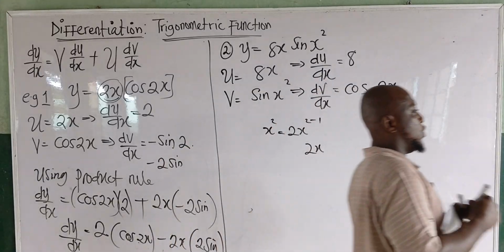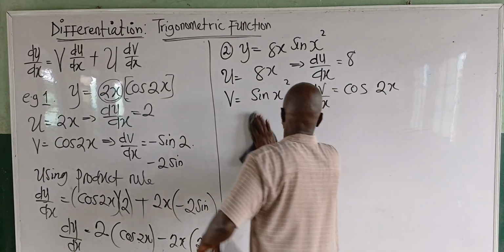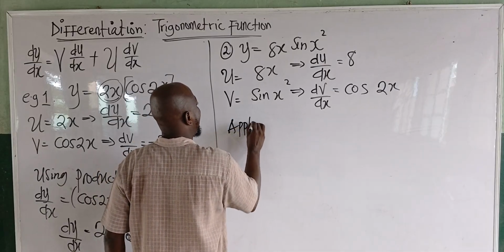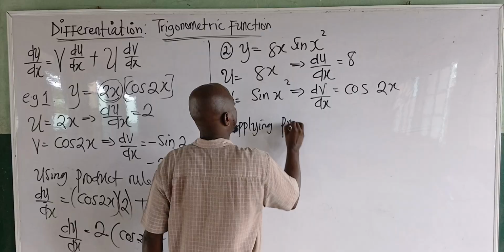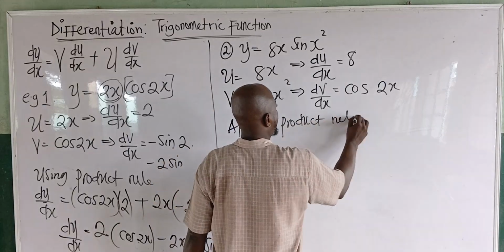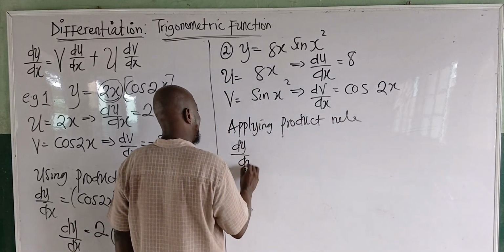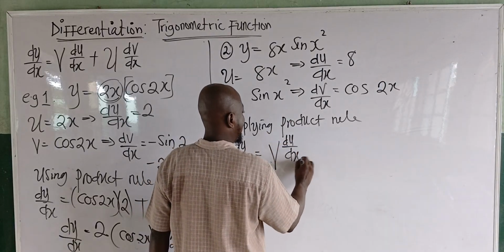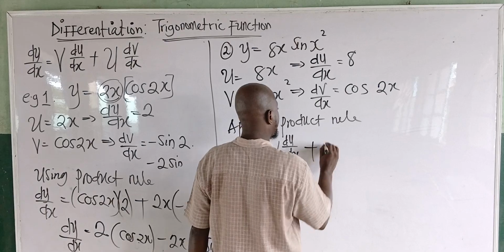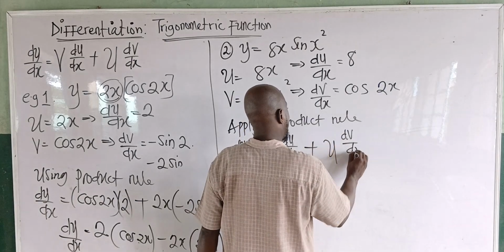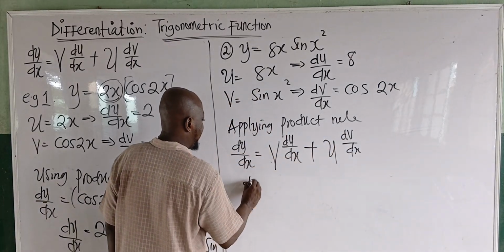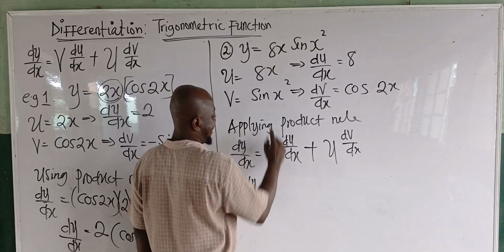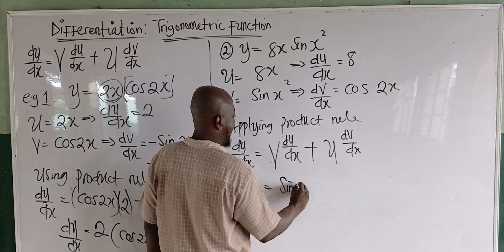So what else do I know going further? From this point now, we'll just say applying or using product rule. So we know that our dy over our dx here will give us what? V du over dx, plus u dv over dx. So what do we know now going further? What is my v here? My v originally is this value now. So we have it as sine x squared.